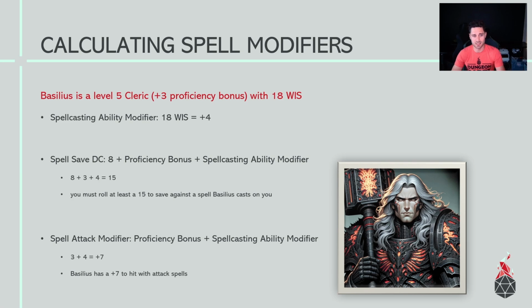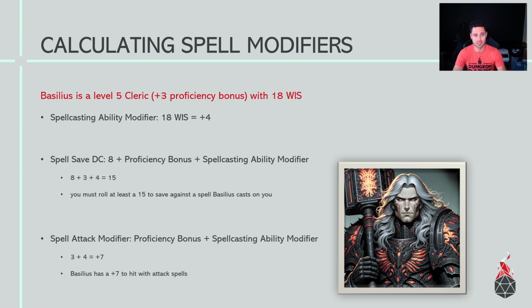So Basilius, like I said, is a level 5 cleric, which gives him a +3 proficiency bonus, and he has 18 wisdom. So his spellcasting ability modifier, wisdom 18, gives him a +4. If you don't know where you get that +4 from, I do cover that in another video. That's also in the Player's Handbook. But basically, the ability score number translates to a certain modifier. In this case, it's a +4.